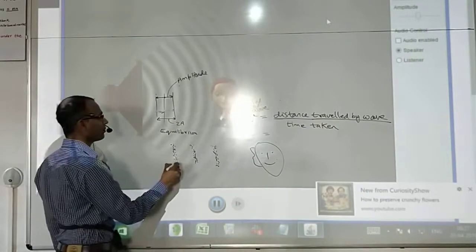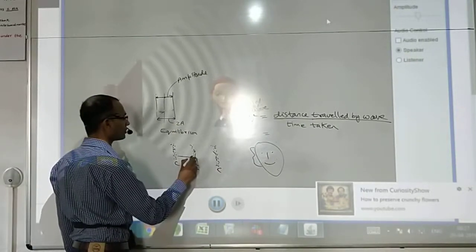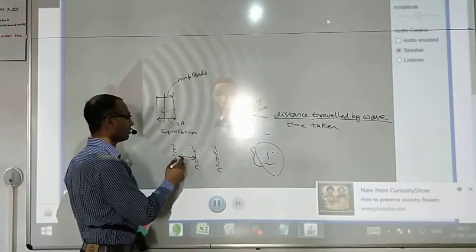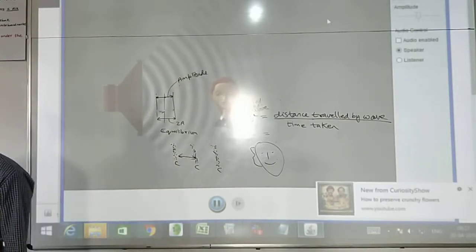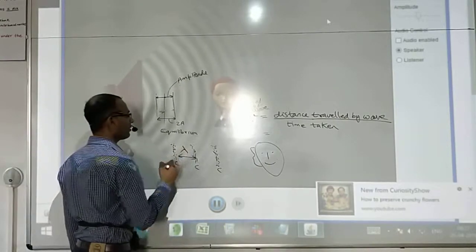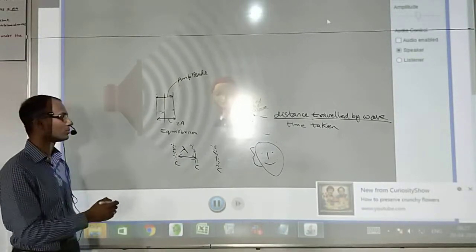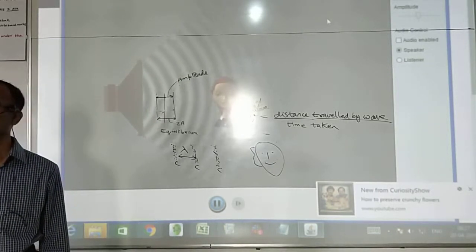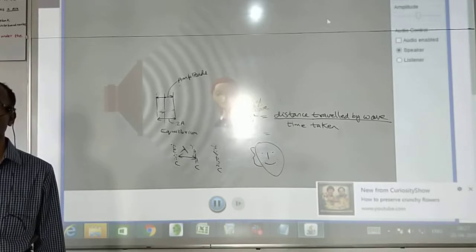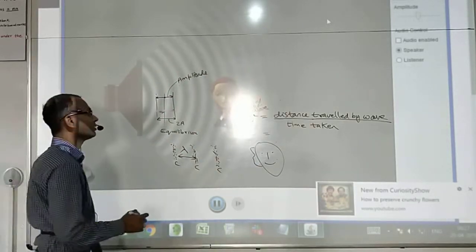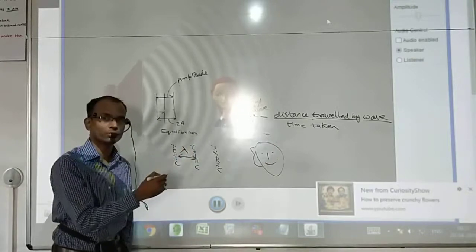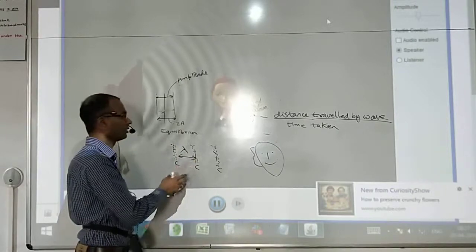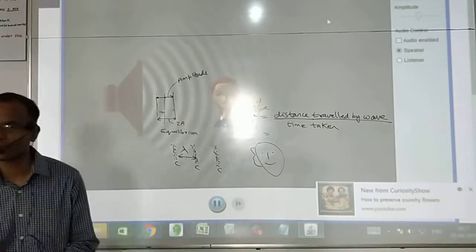Now distance between any two compressions refers to what? Distance between two successive compressions is the wavelength. We define wavelength as lambda. Look at the board. Who has a doubt? This is the wavelength, and this was the amplitude. Amplitude is the distance traveled by each particle from its equilibrium position, the maximum displacement. This is in the whole wave pattern. The shortest distance after which the wave pattern repeats itself.